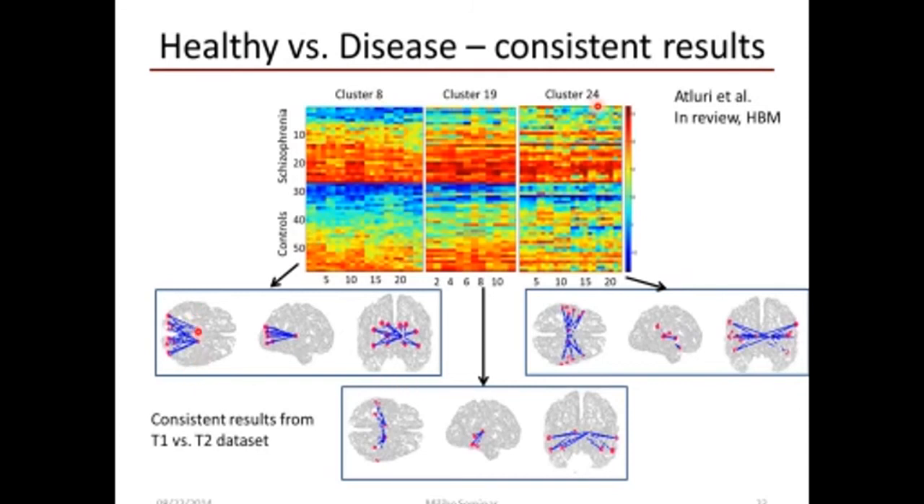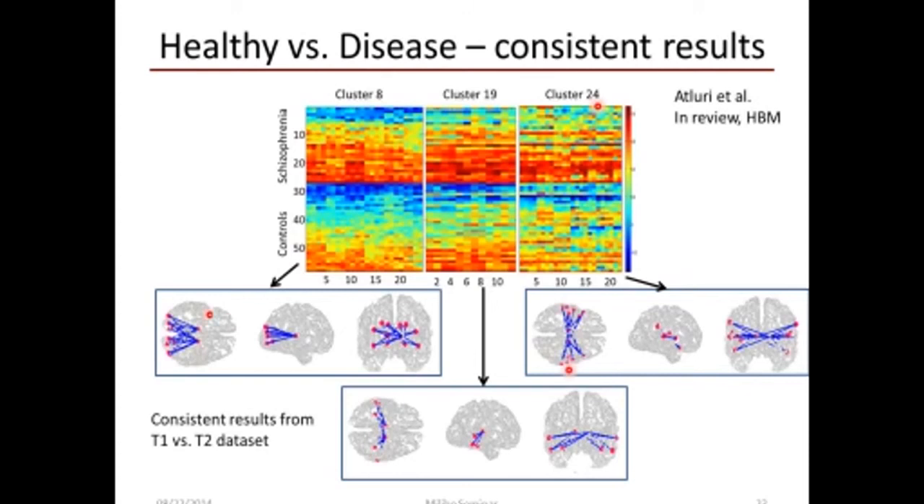Here they are connecting from thalamus to the visual regions of the brain. These edges are going from the thalamus to the temporal regions where the ears are in the brain. And these edges are going from thalamus to other regions. So in all these clusters, thalamus is playing a major role.